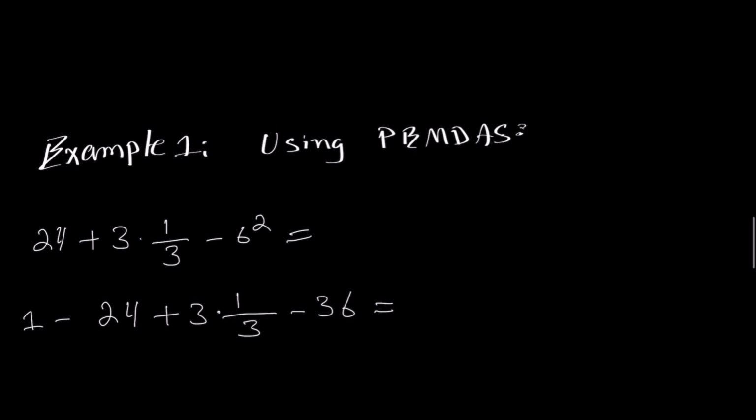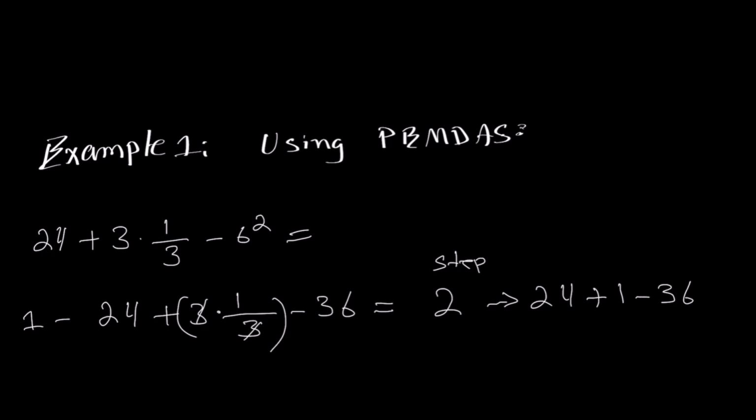Now the second step is we always take care of the multiplication, right? So this part is multiplication. So the second step will be step 2. 24 plus 3 times 1/3: this will cancel out, it will become only 1. 3 times 1/3, so that will be 3 times 1 is 3. 3 divided by 3 is 1.